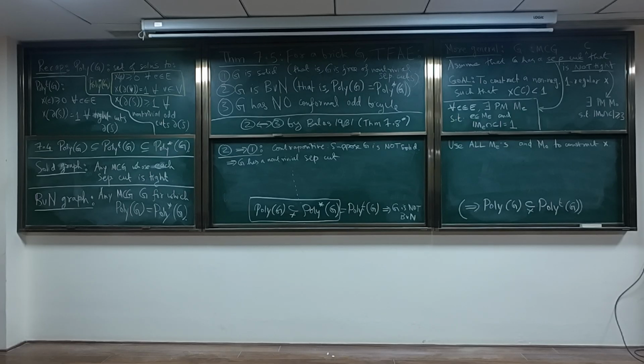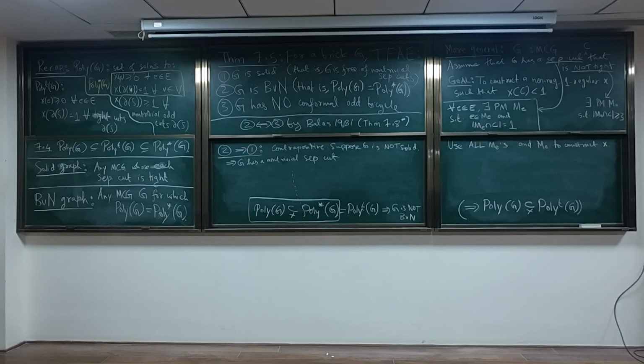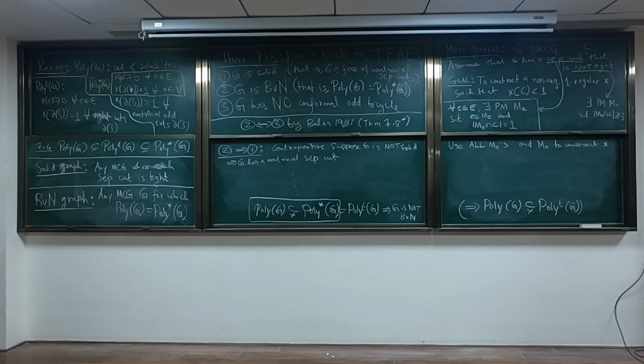But it should still give you a non-negative one-regular vector. How will it give you one-regular? If you want a one-regular vector by adding a bunch of perfect matchings multiplied by some lambdas, your coefficients must add up to 1. You all agree? The coefficients must add up to 1.